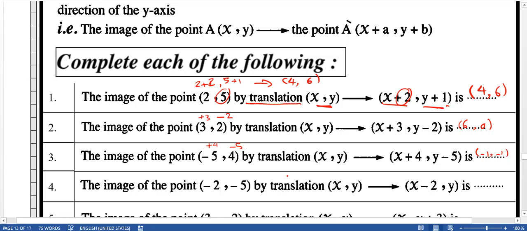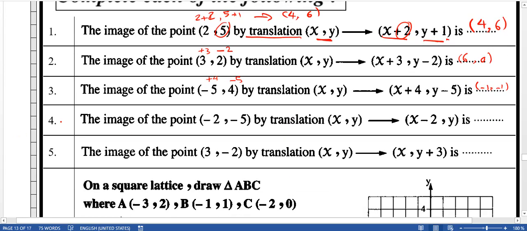And the same here. The image of the point by x minus 2, so we'll subtract 2 from here, and y we will let as it is. We will not change y, okay? So it will be negative 4 and negative 5. We subtracted: negative 2 minus 2 is negative 4, and negative 5 as it is.